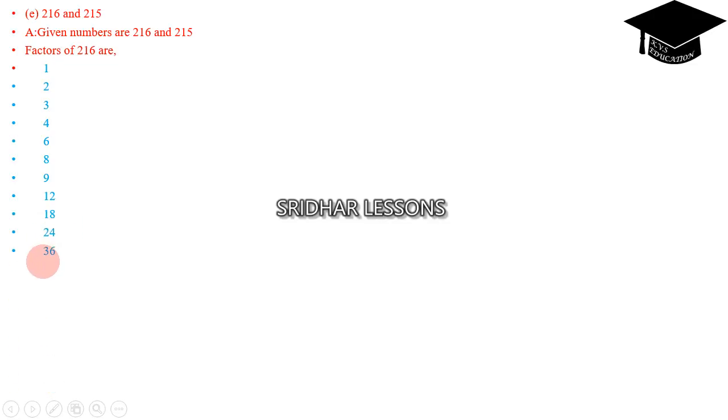Next numbers are 216 and 215. We will see the factors of 216 first. 1, 2, 3, 4, 6, 8, 9, 12, 18, 24, 36, 54, 72, 108 and 216. These are the factors of 216.